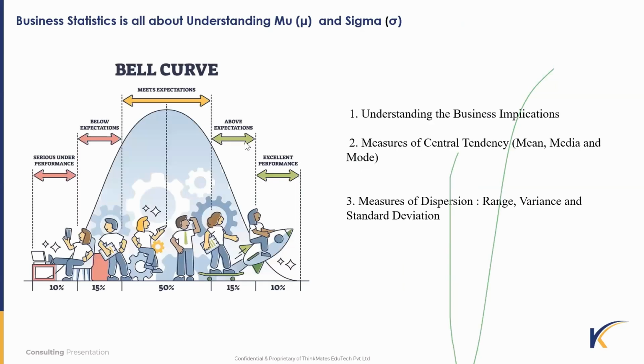Okay, so this is something called a bell curve or normal distribution. It's also called a histogram which is normally distributed. The normal distribution curve is very simple. In the center, in the middle, there are more people, on the right hand side fewer people, on the left hand side fewer people. So we're going to decode the business implications of central tendency, mean, median, and mode, and we will also understand measures of dispersion, range, variance, and standard deviation. So we will also try to decode that part of it.